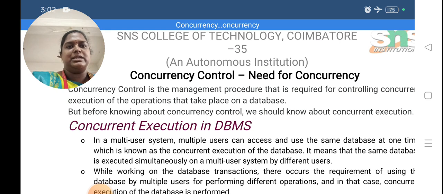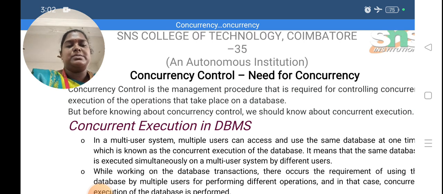Now my topic is on concurrency control. Concurrency control is a management procedure that is required for controlling concurrent execution of the operations that take place on the database. Before knowing about concurrency control, we should know about concurrent executions.